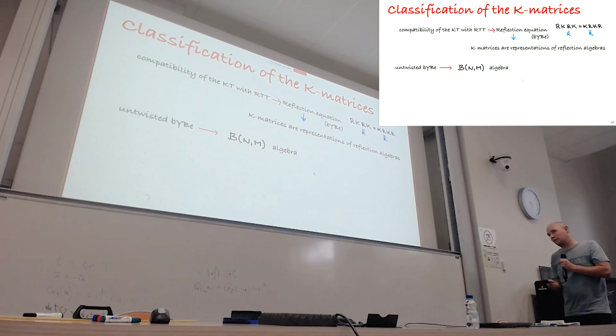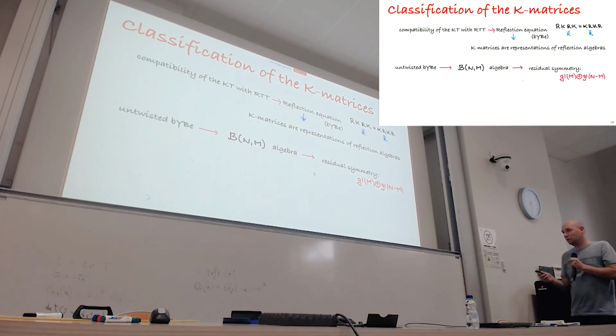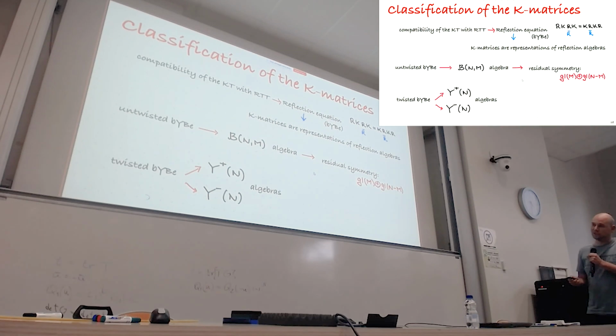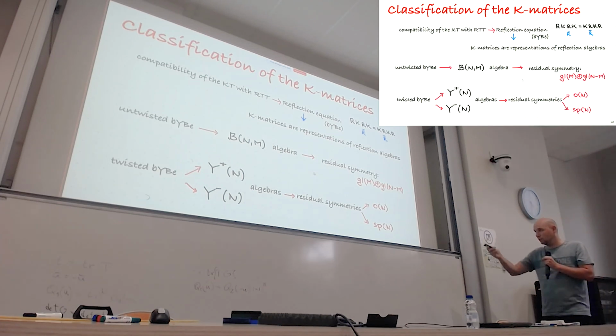And what are these reflection algebras? For the untwisted boundary Yang-Baxter equation, we have this BNM algebra, which has residual symmetry GL_N plus GL_{N-M}. And for the twisted boundary Yang-Baxter equation, we have two twisted Yangian algebras, Y plus and Y minus, and these have residual symmetry O_N and Sp_M.